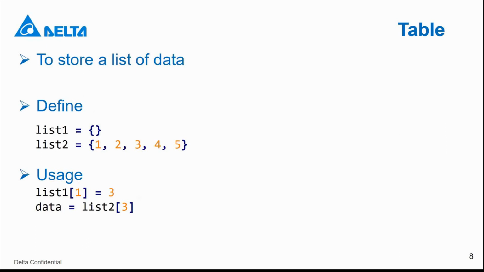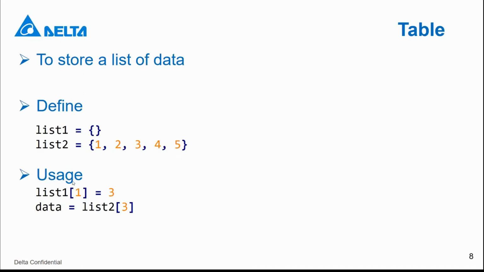Next is the table. In the table, we can store a list of data. How to define it? First, you can see this example. List 1 equal to brackets means this is an empty table. And secondly, in this second one, we use the left bracket, then the numbers separated by commas, and the right bracket. That means we define a table with some predefined numbers inside.